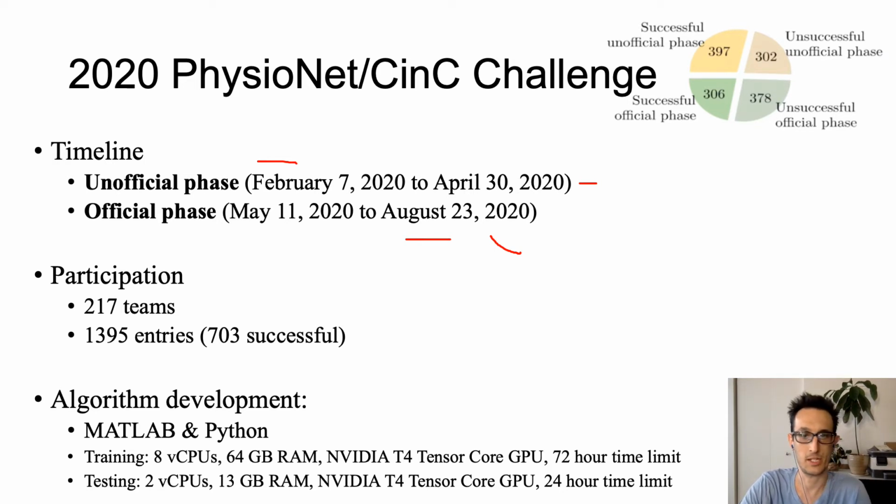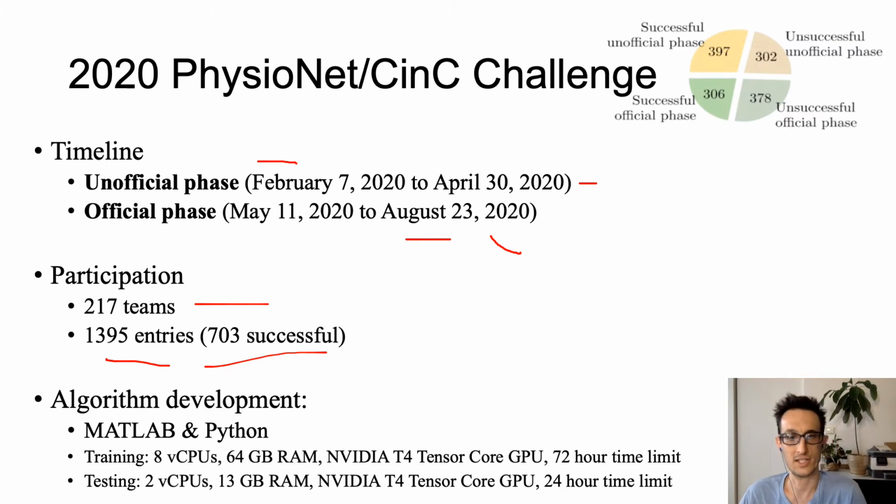So at the 2020 challenge, there were 217 teams. They made 1,395 entries. However, only 703 of these entries were successful. So it's a little bit involved to make a successful entry. You have to Dockerize your entry. You have to pull together all the libraries that you're going to be using to train your model and to run your model. And in fact, last year was the first time that there was a new constraint that you also had to train your model on the challenge server.